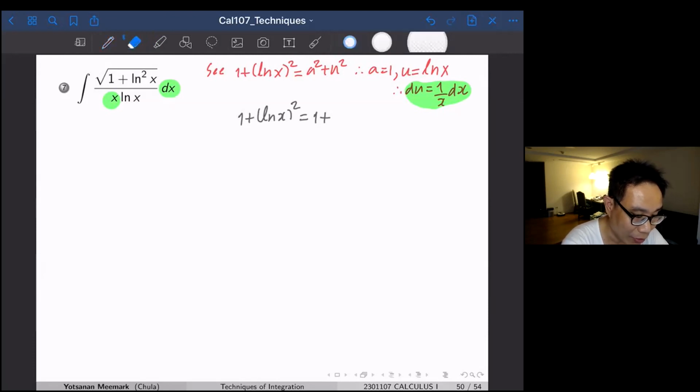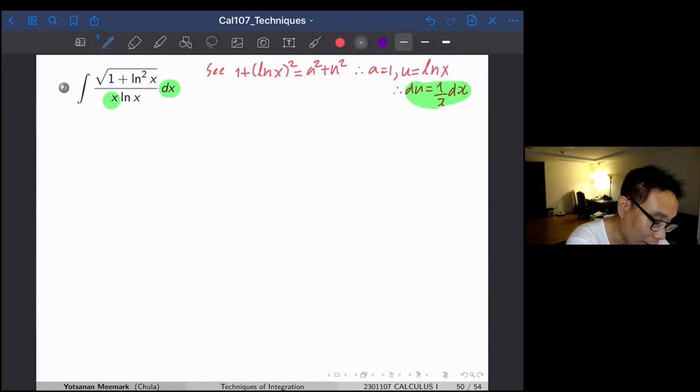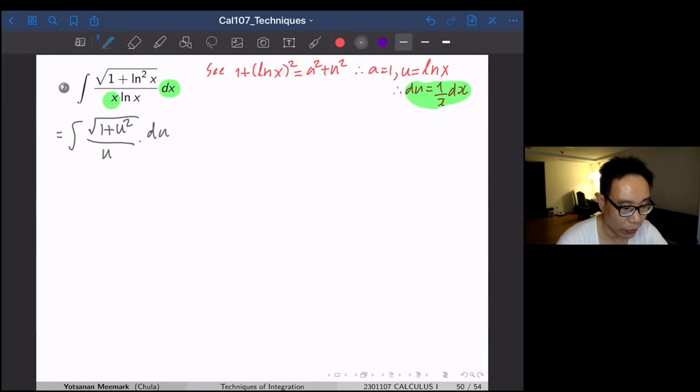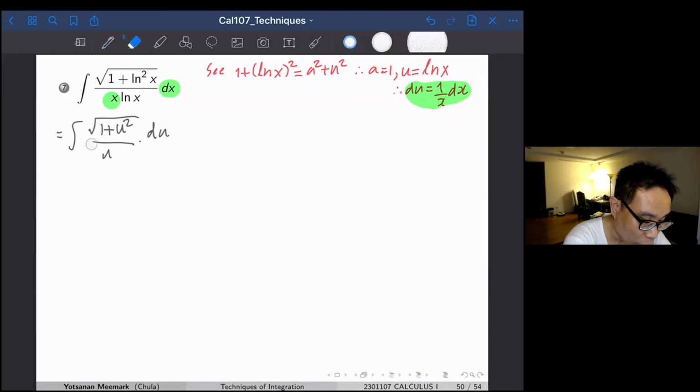Let's change this a little bit. This is going to be the integral of square root of 1 plus u squared, so you get u and du. This is what you have so far. Let me make this a little bit nicer.